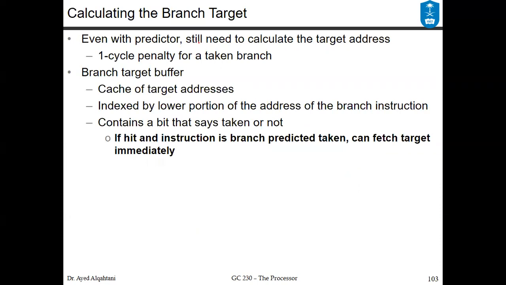Now, calculating the branch target. Even with the predictor, you still need to calculate the target address, and this could take some penalty. To get away from this penalty, one way is to cache the target address, and we do this with the buffer that we introduced before in the first figure.